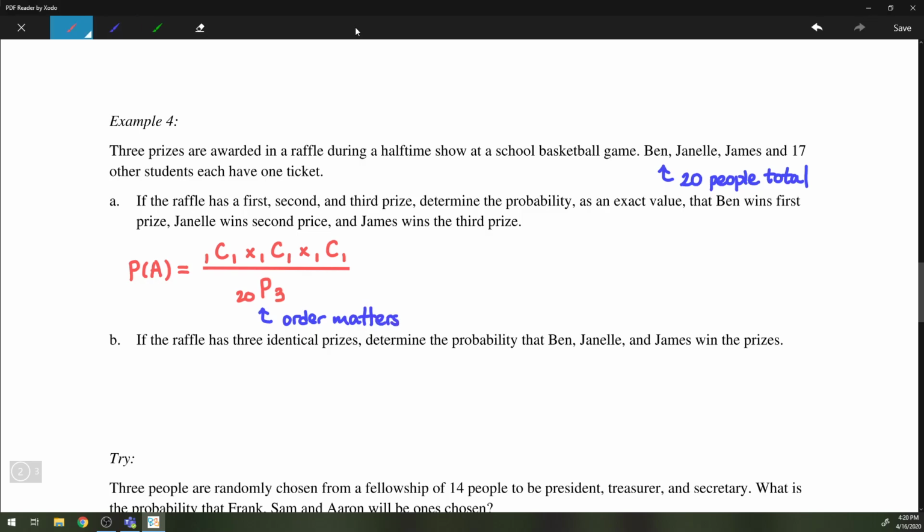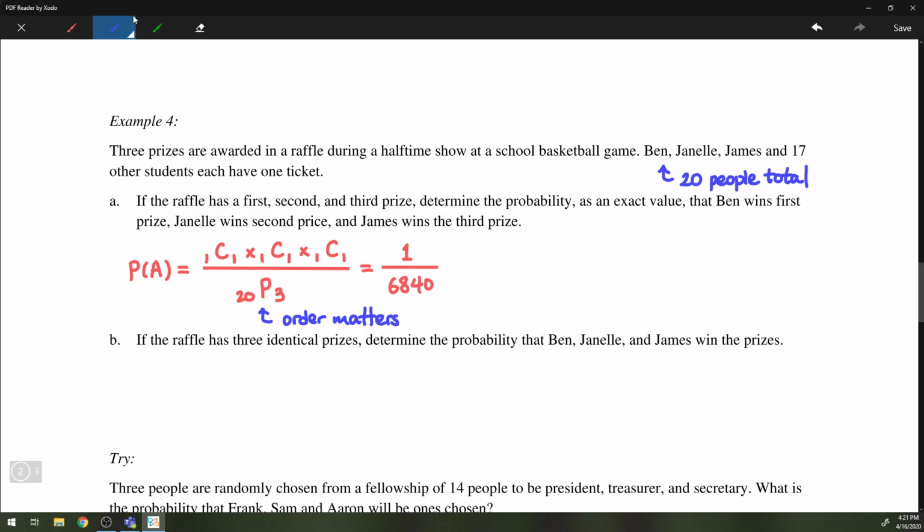From there, this is some calculator work. 1 times 1 times 1, or 1 choose 1 is 1, of course. So we just have 1 for numerator. And 20p3 is 6,840. So for this question, we'll not be writing it as a decimal or a percent because the question asks for an exact value. So we're just going to leave it as a fraction.